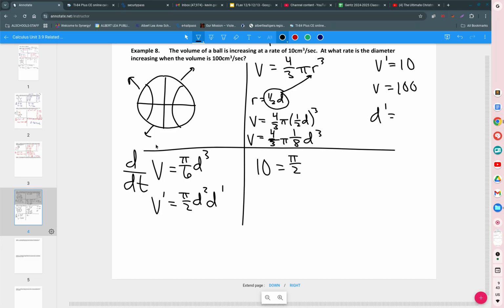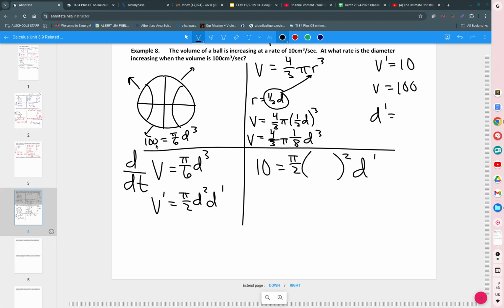Pi over 2. I now need to figure out what D is. How could I do that? Excellent. So the volume is 100, equals pi over 6 D cubed.